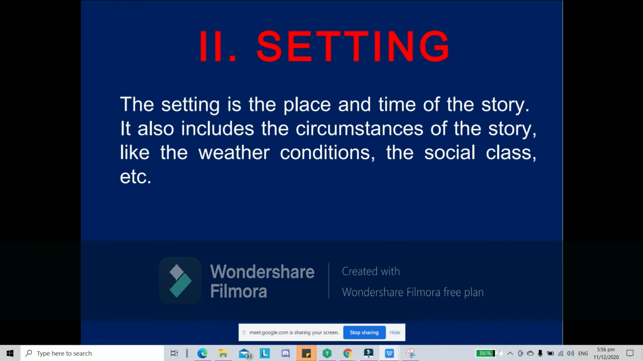Next are the round and flat characters. So, what are round and flat characters? Round characters are complex and true-to-life characters. They are described in more detail, having many different and sometimes even contradictory personality traits.